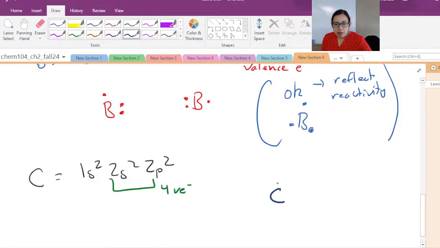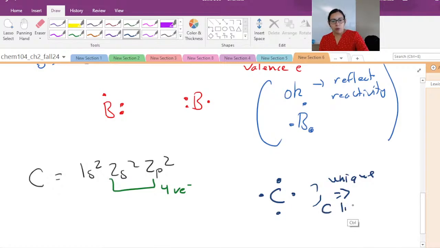And so for carbon's Lewis dot structure, this is appropriate. Carbon is the only one, so this is unique. Again, this is reflecting its reactivity in that it likes to make 4 bonds. And I'll write that again. So carbon wants 4 bonds.